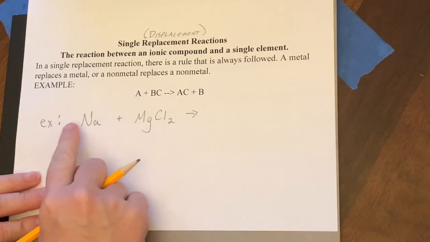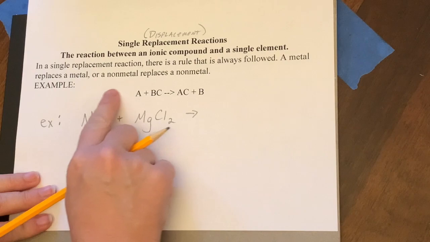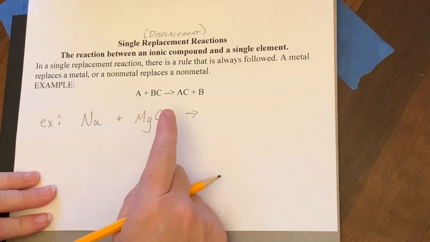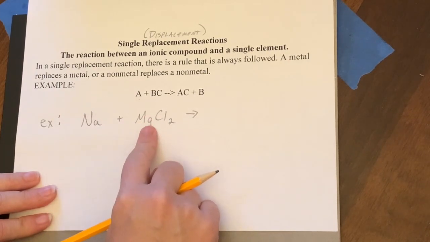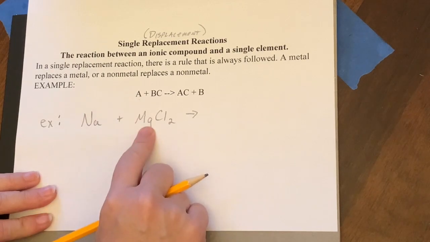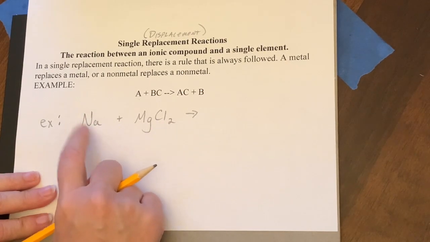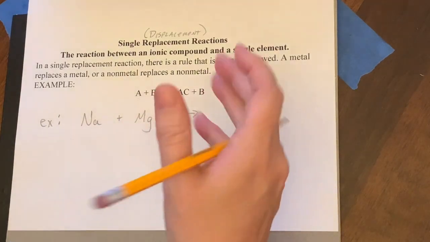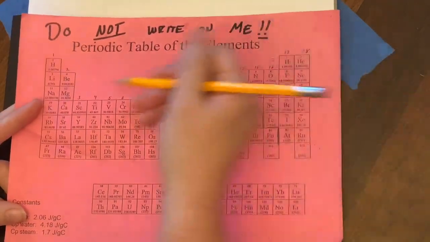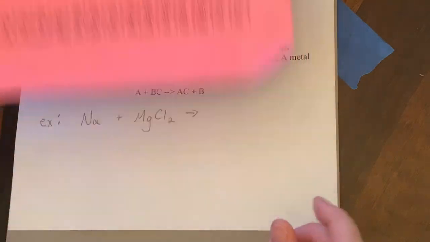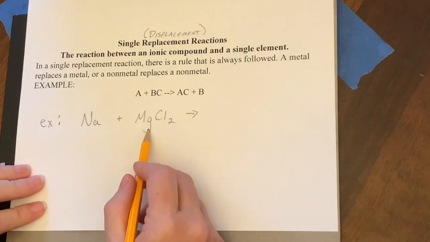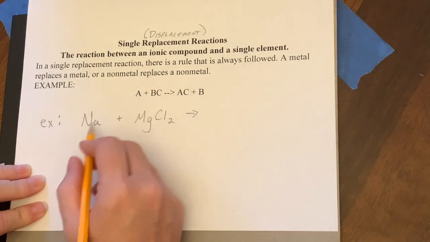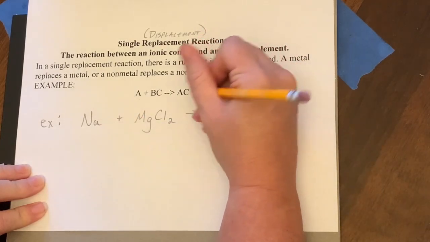So my sodium is going to replace, that's why it's called replacement, or displace, same idea, the metal in this compound. I know it's going to displace the metal because sodium itself is a metal. Remember, as we look at our periodic tables, the metals are to the left of the stair step. Sodium is a metal, magnesium is a metal. So the sodium is going to kick the magnesium out.